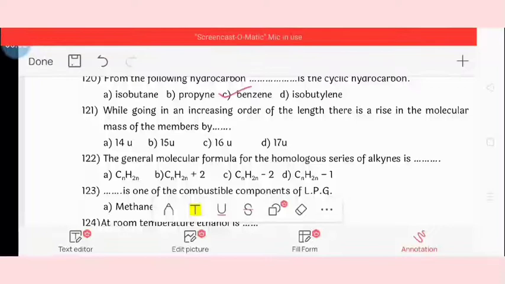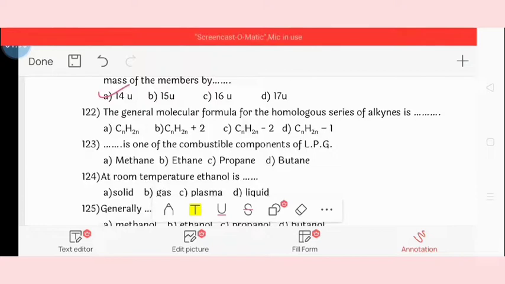While going in increasing order of length, there is a rise in the molecular mass of the members by, so the options are 14u, 15u, 16u, 17u. So there is a rise by 14u. The general molecular formula for the homologous series of alkynes is CnH2n-2. So the correct option is option C.